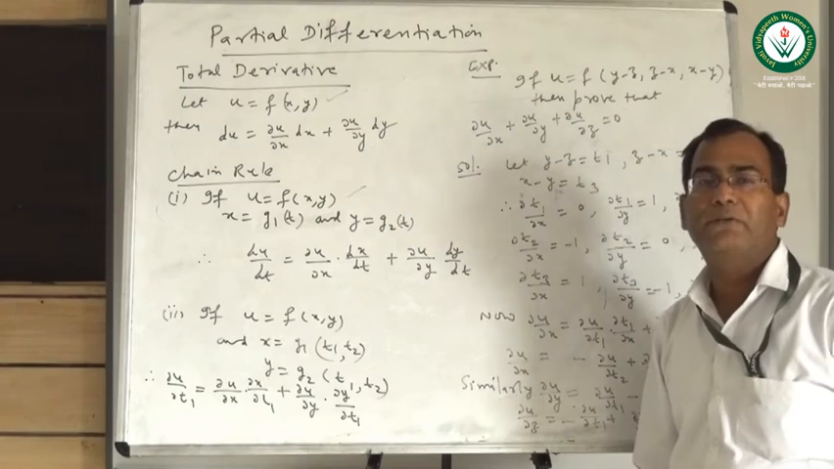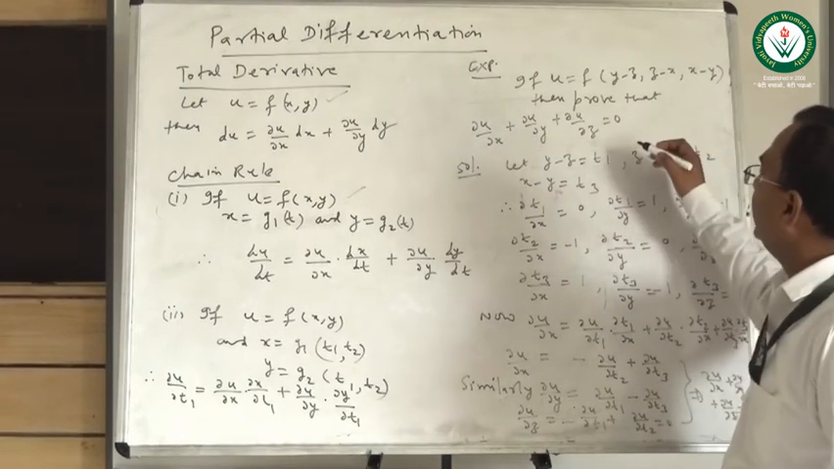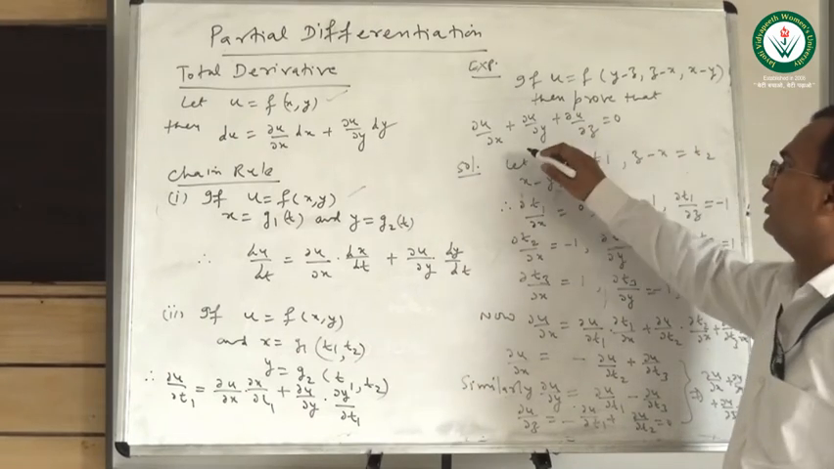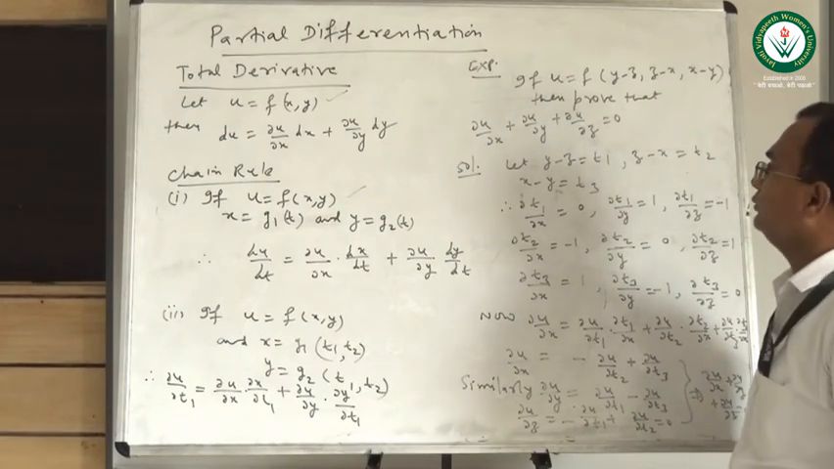So definitely the function u does not directly depend upon x, y, and z. We have to prove here in this question that ∂u/∂x + ∂u/∂y + ∂u/∂z = 0.